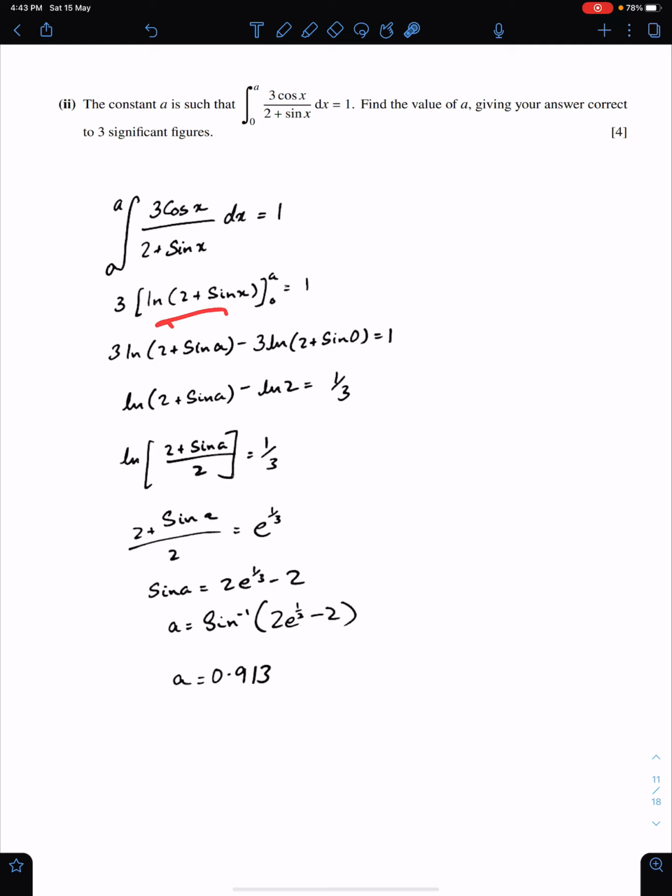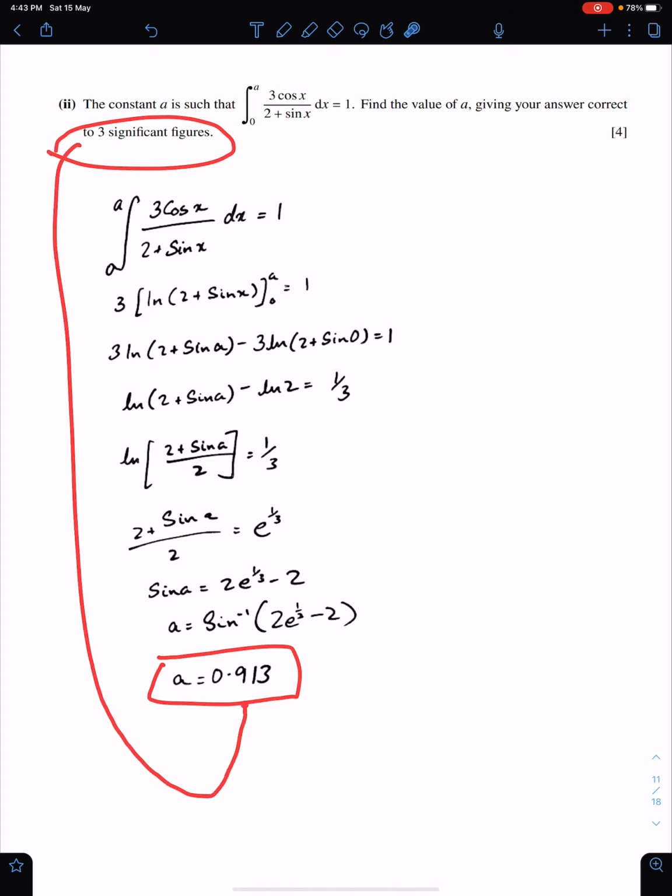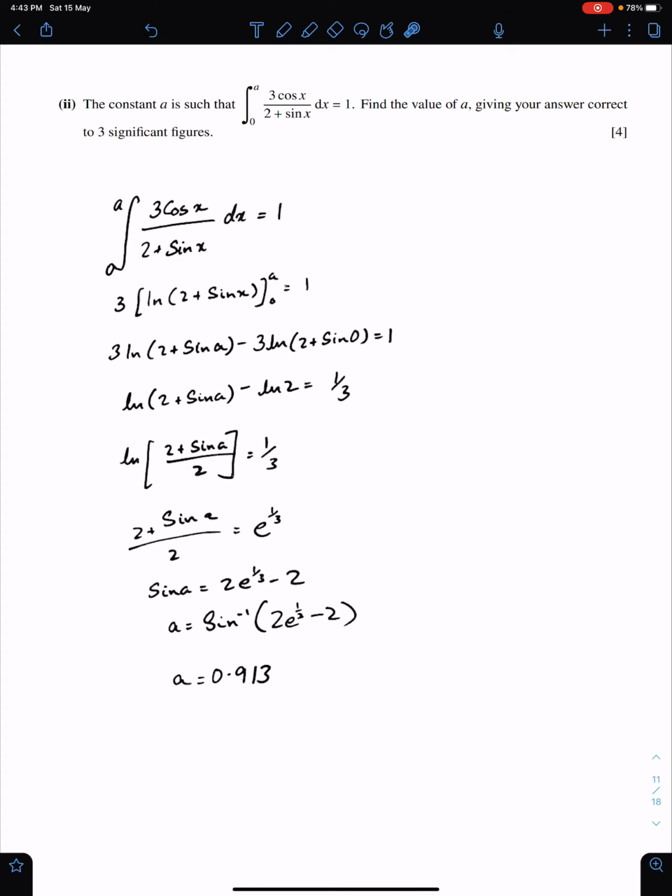You just need to apply limits and solve this equation for a. The base of ln is e, so when you remove ln, you will get e power 1 upon 3 on the right hand side. Now work for a. This is the value of a up to 3 significant figures. Make sure your calculator is in radian mode.